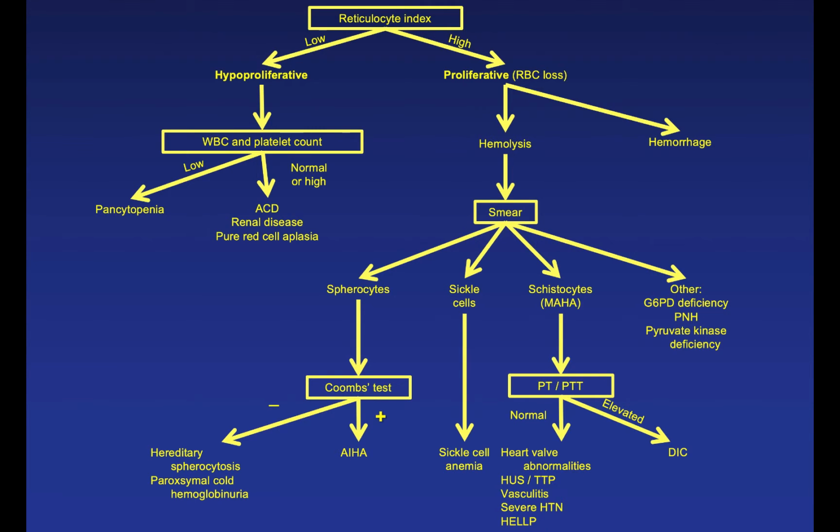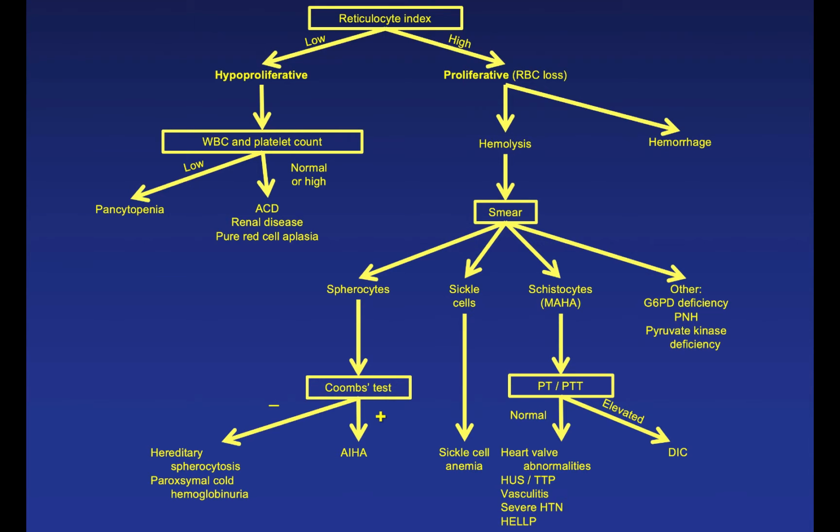But most of the time, fortunately, in someone who has a low reticulocyte count and normocytic anemia, the white count and platelet count will be normal or elevated, in which case we're left with anemia of chronic disease or active inflammation, which can give you either a microcytic anemia, as we've discussed, or a normocytic anemia. The anemia of renal disease because of decreased production of erythropoietin, or finally pure red cell aplasia, which can be associated classically with a thymoma.